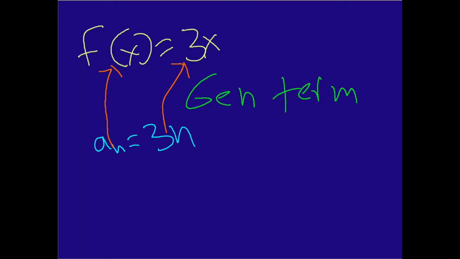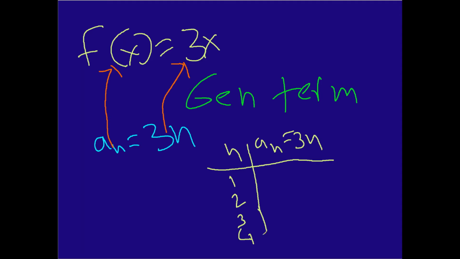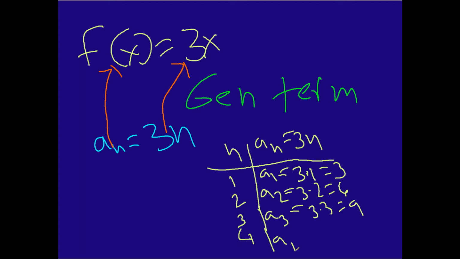And so if we were to make another little table here, it would look like the following. You would have n, and then you've got a sub n equals 3n. So you put in your 1, 2, 3, 4. Remember, the n represents this. So a sub 1 will equal 3 times 1, which equals 3. That should look familiar. And a sub 2 equals 3 times 2, which equals 6. Then a sub 3 equals 3 times 3, which equals 9. And a sub 4 equals 3 times 4, which equals 12. It's the same process, but it serves a different purpose.